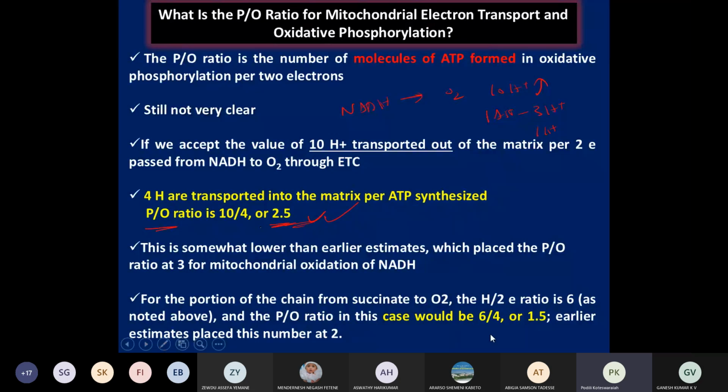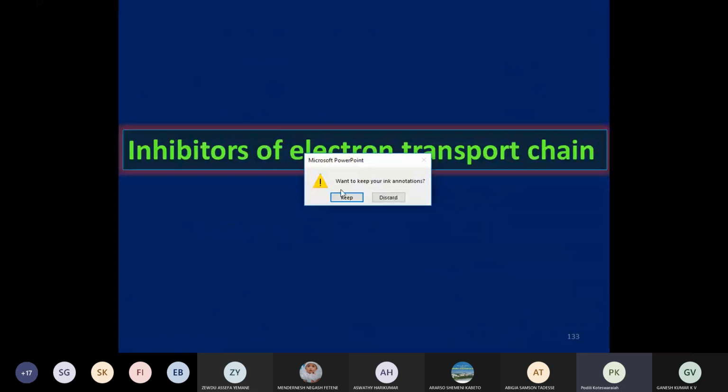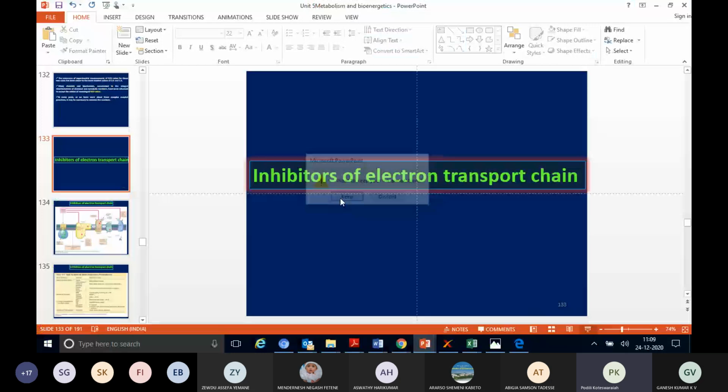In case of FAD, it is only 1.5, because FAD enters the electron transport chain at complex 2 and can only translocate 6 protons. As a result, the P/O ratio for FAD is 1.5. So this is about the P/O ratio and the molecules in the electron transport process.